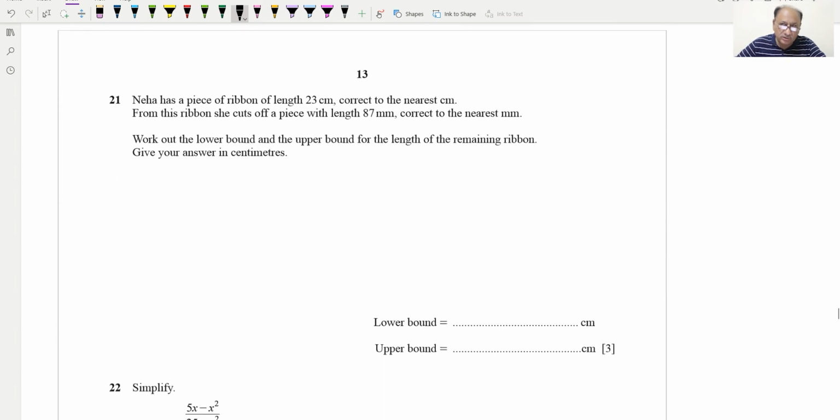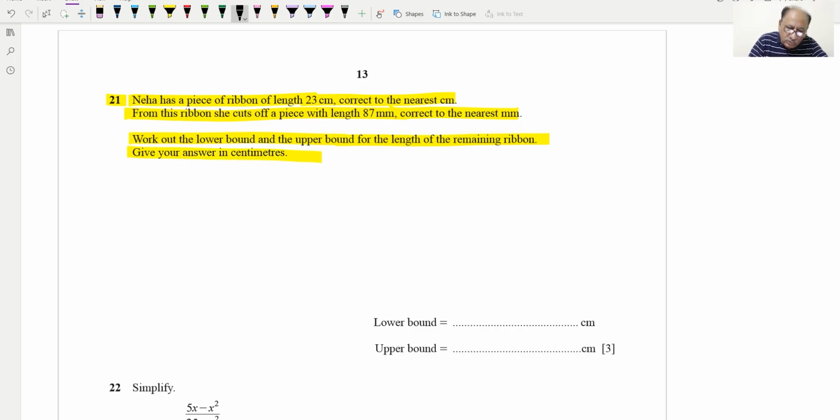Now question number 21, and 21 says Neha has a piece of ribbon of length 23 centimeter. Correct to the nearest centimeter. From the ribbon she cuts off a piece with length 87 millimeter. Correct to the nearest millimeter. Work out the lower bound and the upper bound of the length of the remaining ribbon. Give your answer in centimeters.